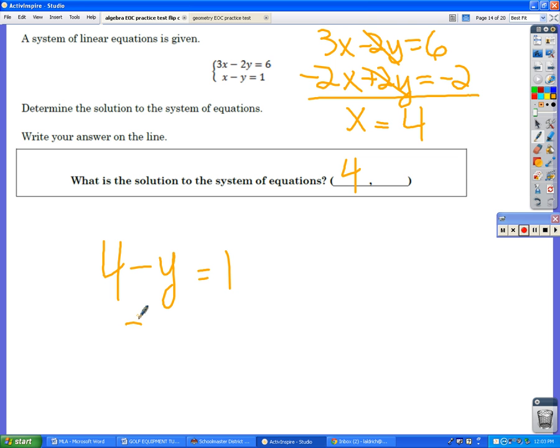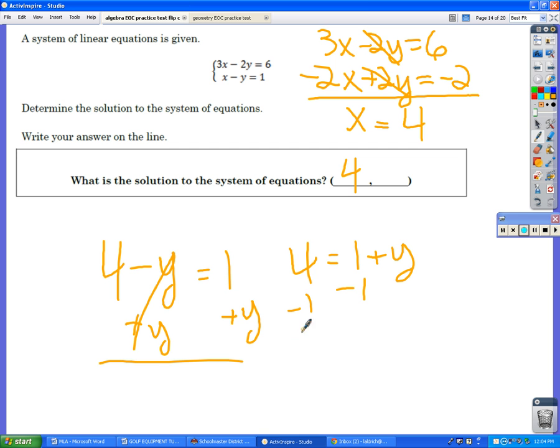You want a plus y and minus 1? Okay, so if I add y, those cancel. So 4 equals 1 plus y. Then Francis says minus 1, so the 1's cancel. 4 minus 1 is 3. So my answer is (4, 3). 4 because x comes first, and then y. Okay?